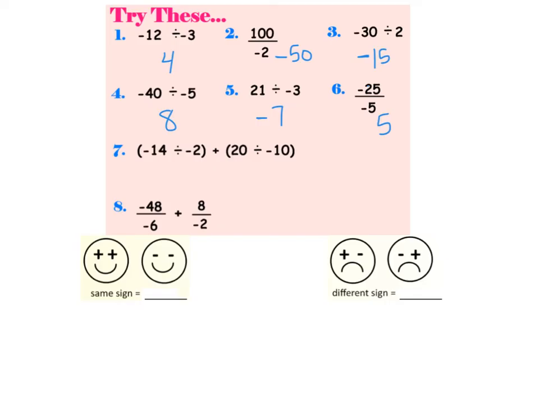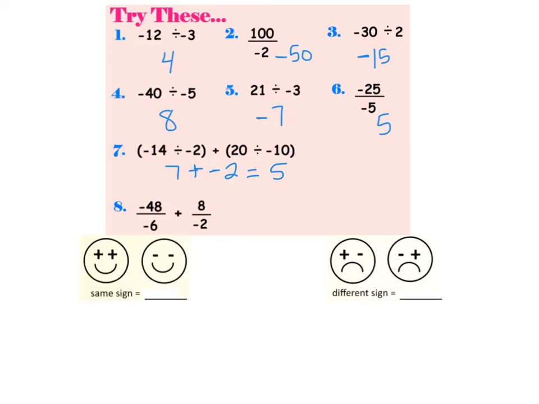So in 7, you have to do your parentheses first. So 14 divided by 2 is 7, and it's positive because it's the same sign. And 20 divided by 10 is 2. But we're going to end up with a negative 2 because they're different signs. Now, when you add those together, back to our addition rules, remember, when they're different signs, we're actually going to subtract them. So 7 minus 2 is 5. And you take the sign of the bigger one, so that stays positive 5.